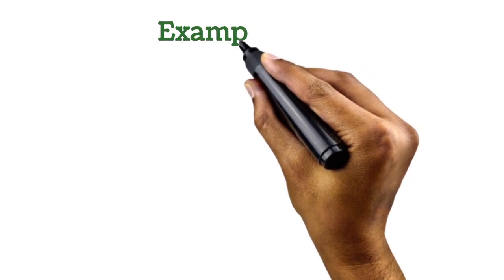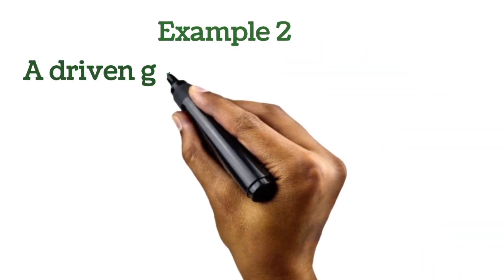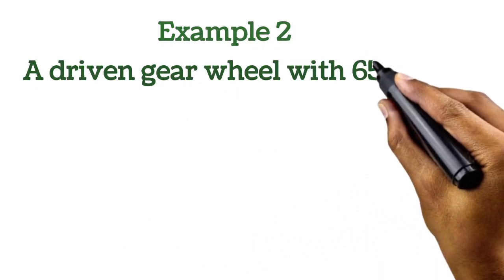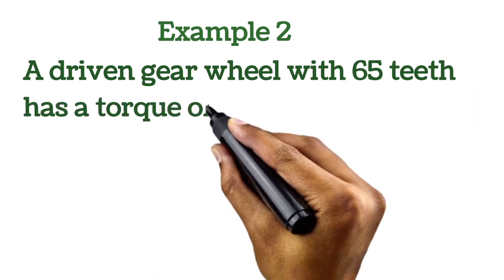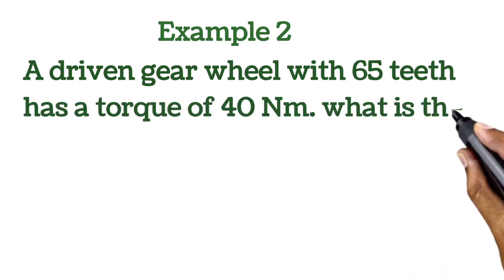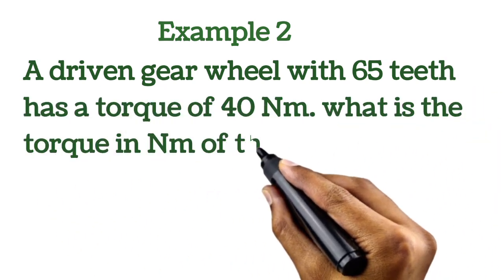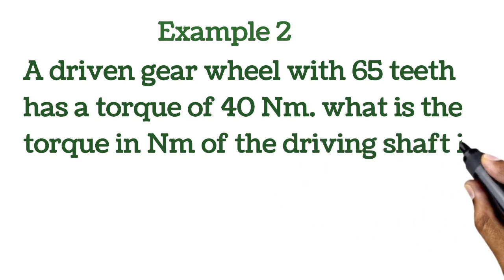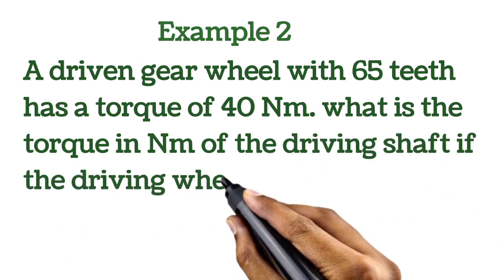Example 2. A driven gear wheel with 65 teeth has a torque of 40 Nm. What is the torque in Newton meter of the driving shaft if the driving wheel has 39 teeth?